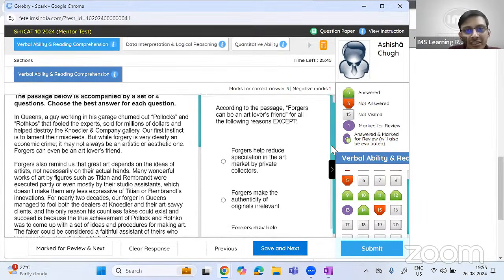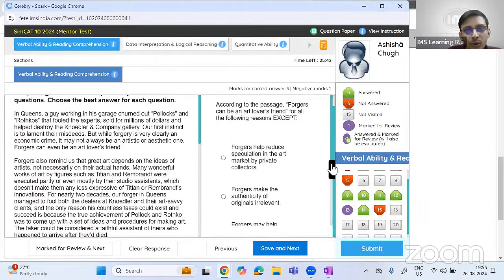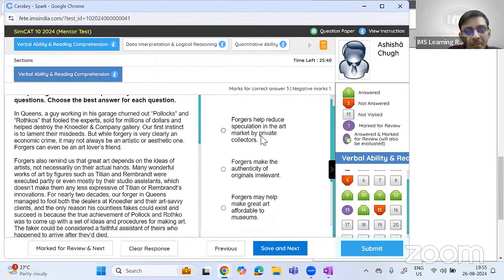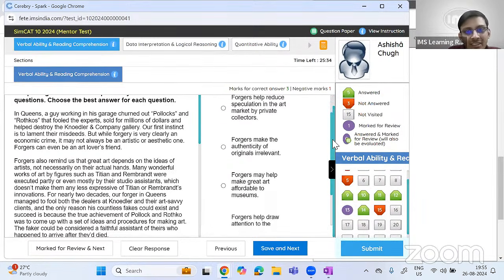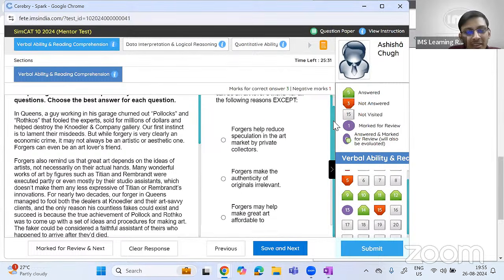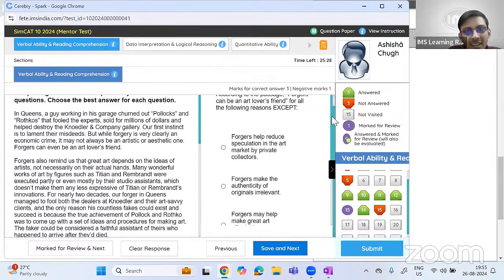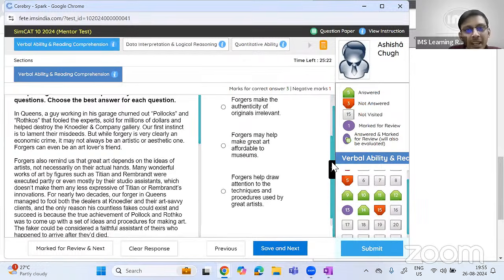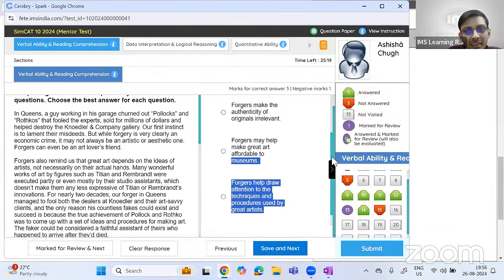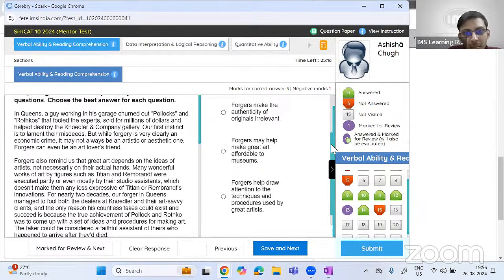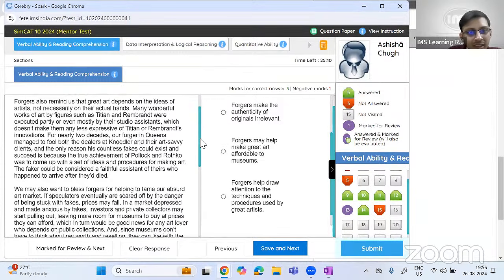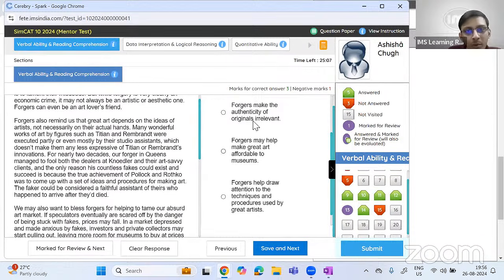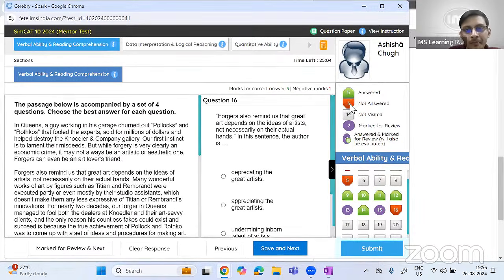Okay, next one. Forgers can be an art lover's friend for all of the following reasons, except, okay, help reduce speculation. That has been mentioned. So this is not the option. Authenticity of originals, irrelevant? I don't know if it's irrelevant for making it an art lover's friend. Yes, might be relevant. One second. Now, forgers may help make great art affordable. That is definitely one reason. Okay, I can eliminate this option. Help draw attention to the techniques and procedures used by great artists. Not sure if that was there. Okay, I'm not sure between the second and fourth options. Maybe I'll come back to it.